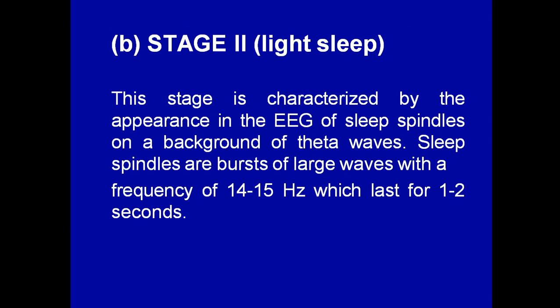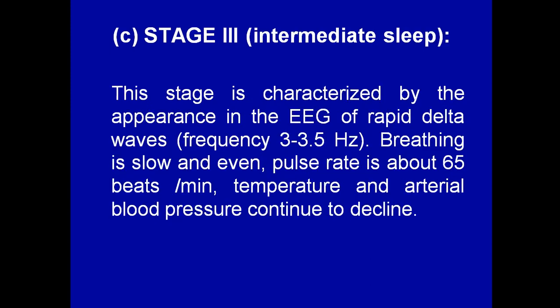Stage 2, light sleep. This stage is characterized by the appearance on EEG of what are called sleep spindles, and we will come to it later in the figure, associated with K complexes. Sleep spindles are bursts of large waves, with a frequency of 14 to 15 Hz, lasting for 1 to 2 seconds, and we will come to it in the figure.